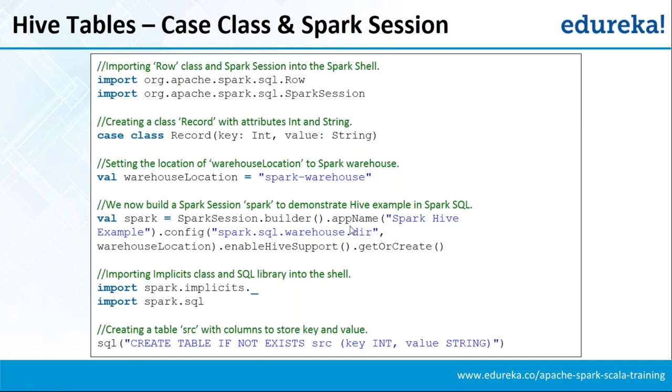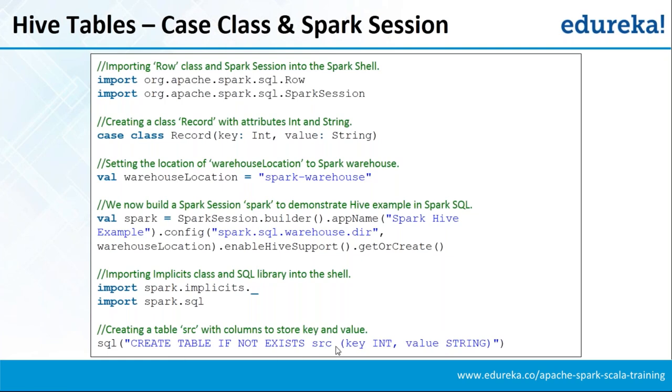So we are creating SparkSession.builder. Again, we are passing any app name to it. We are passing the configuration to it. And then we are saying that we want to enable the Hive support. Now, once we have done that, we are importing the Spark SQL libraries and all. And then you can notice that we can use SQL. So we can now create a table SRC.